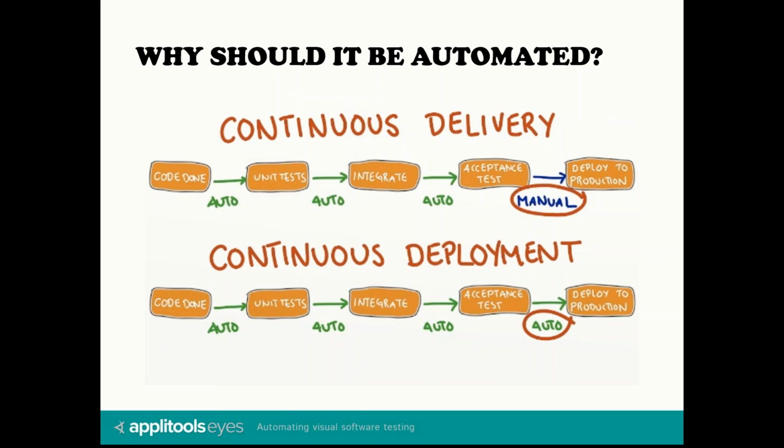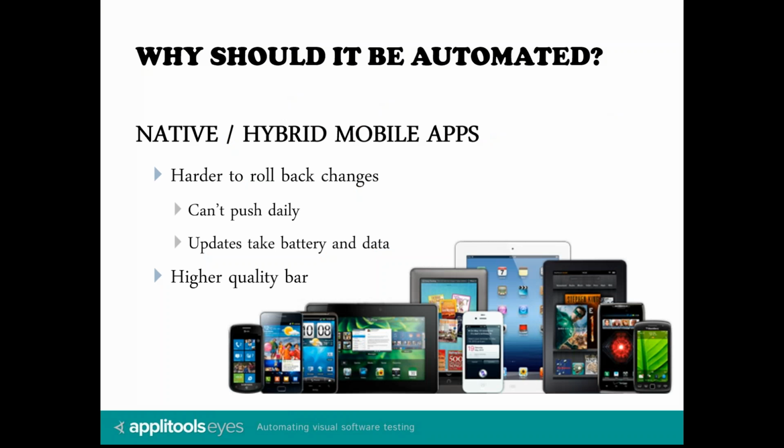And with such short release cycles, it's hardly possible to do any type of manual testing, let alone making sure that the application looks good on so many execution environments. When we're talking about native and hybrid mobile apps, it gets even worse because it's much harder to roll back changes. So if you have a bug, you're stuck with it in production for some time. You cannot push daily to the App Store, and even if you manage to work around that, frequent updates take battery and data and eventually reflect badly on your application and upset your customers.